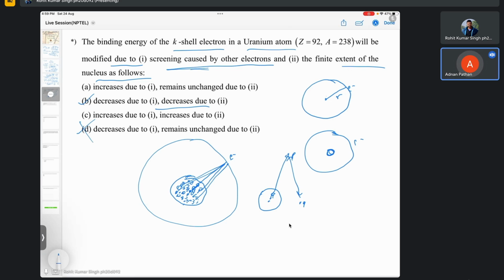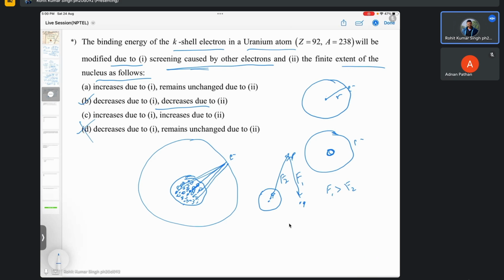Wait, but the force is more, right? So the binding energy should increase, right? Yeah, no, I'm saying in this case the force is more. So F1 will be greater than F2. Okay, but, oh wait, yeah, I see. Binding energy more means the electron is bound more tightly, right? Yes, sir. And so the force should be more. Yeah, now I understand.